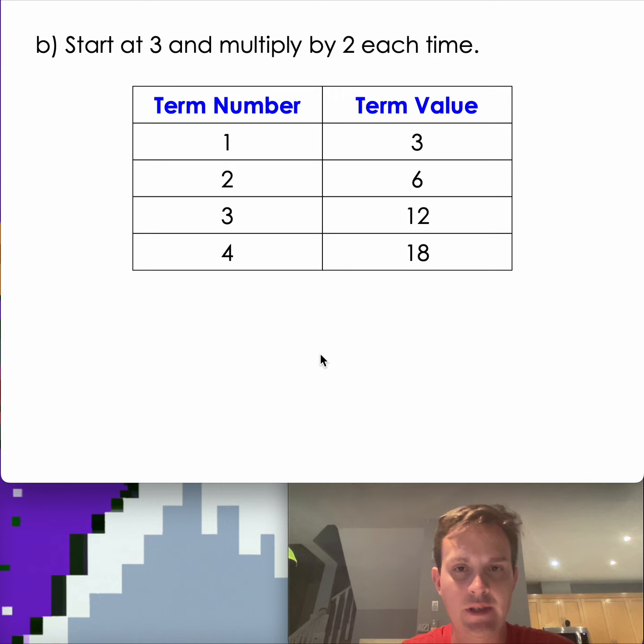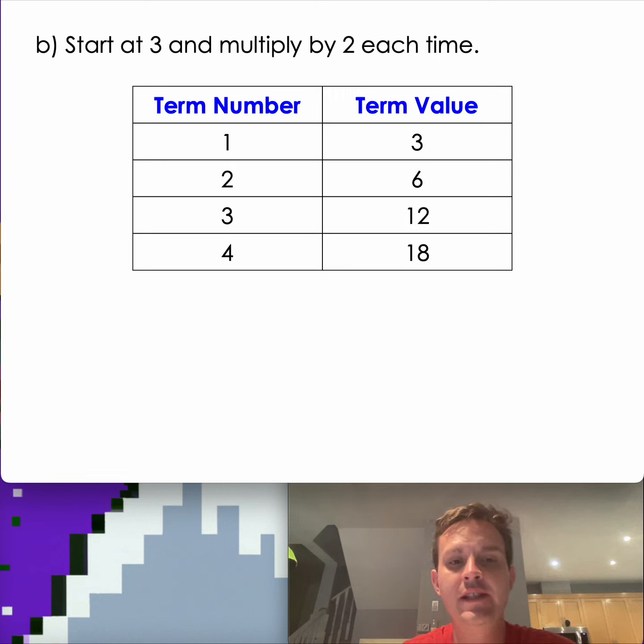And then what about this one? Start at 3 and multiply by 2 each time. Okay, so again, he didn't follow the rule. He did start at 3. He times by 2 to get 6. Then he times by 2 to get 12. But then he did not times by 2 to get 18 from 12.